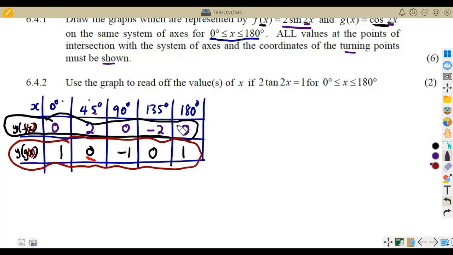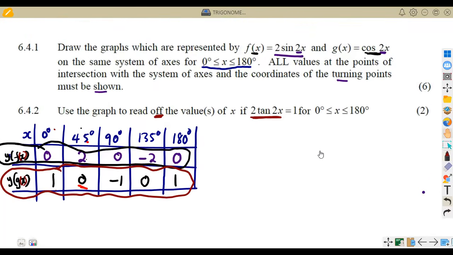All right, now the question here, after we've drawn this, is: use the graph to read off the values of x if 2 tan 2x is equal to 1. Here they're just playing around with us. We can see we never talked of tan before. Even on these graphs, we do not have any tan. They want to play around with us.